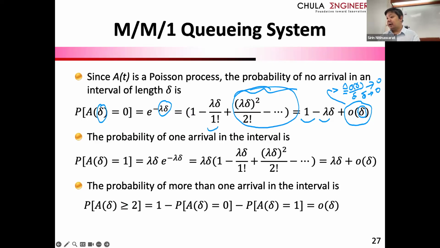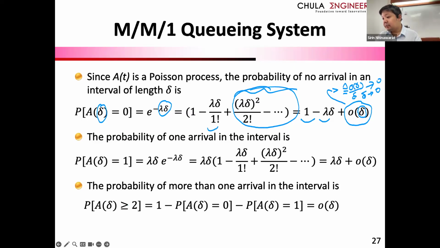In other words, for a very small interval, the probability that there will be no arrival is very close to one, less a linear term lambda delta.